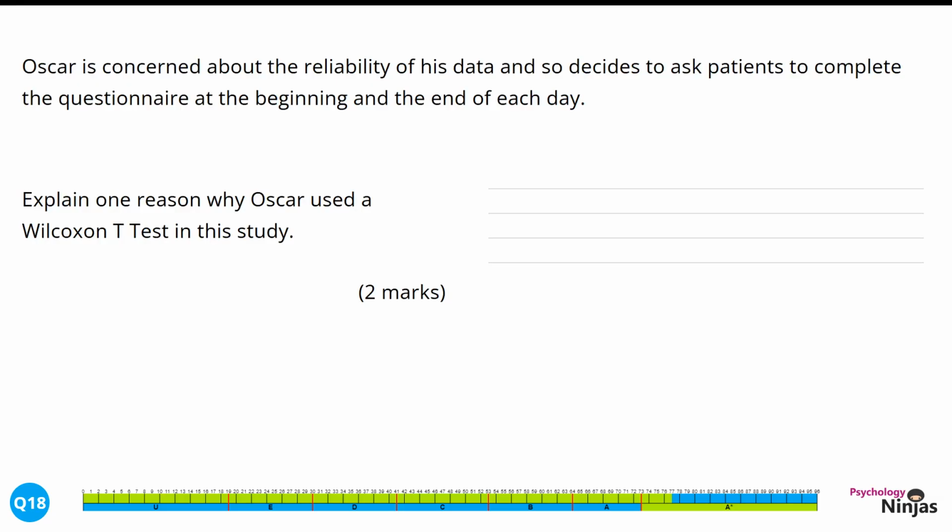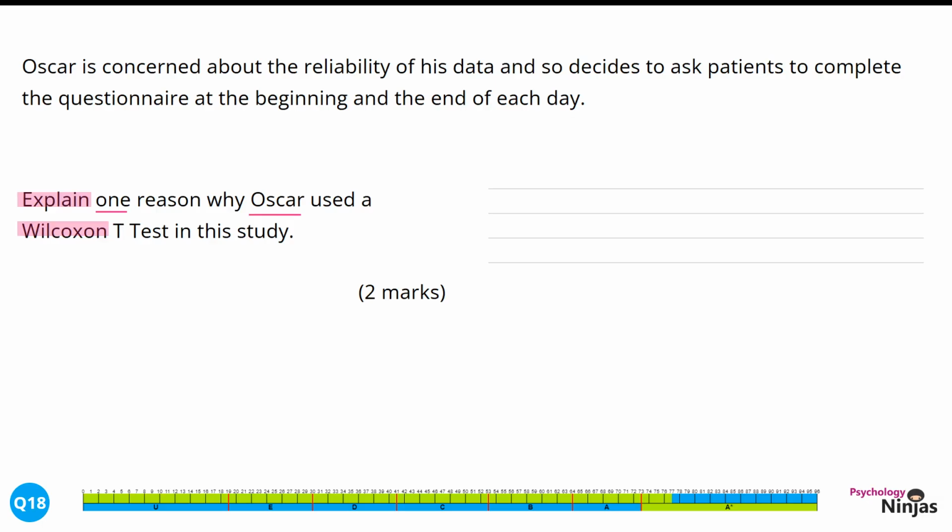2 marks. Here we've got the command word explain, which requires us to give some detail and development in our explanation. This question is asking about a Wilcoxon t-test specifically. It's worth noting here that we only need to give one reason, but also that this needs to be linked back into Oscar's study and the information given about this particular study.